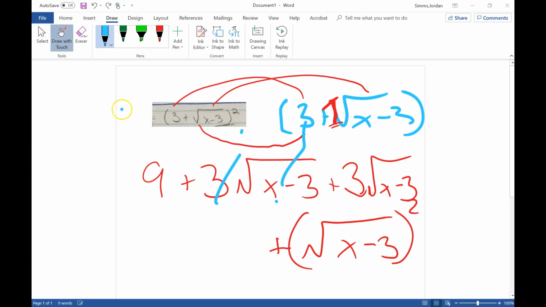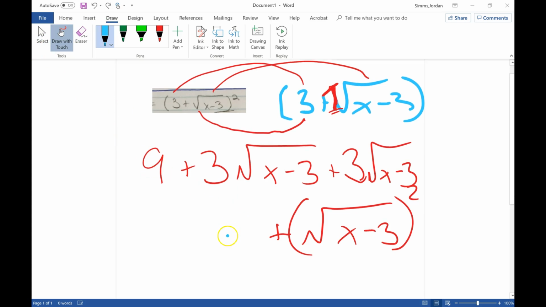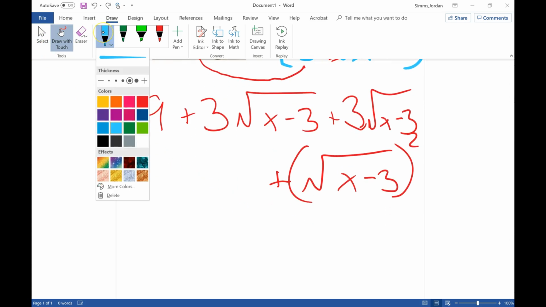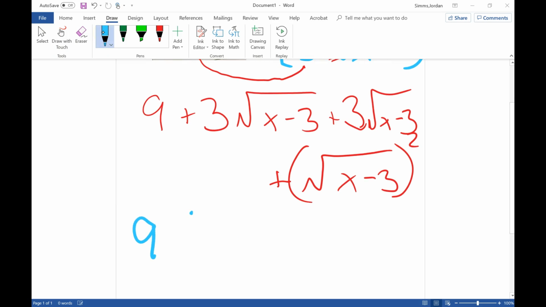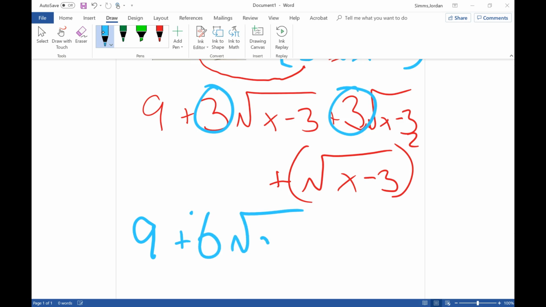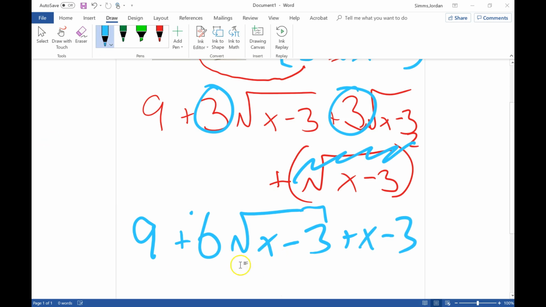I shouldn't have done that. Sorry. We can combine up our like terms and we can go from there, right? So we're going to have a 9. We're going to have 3 plus 3, so that's going to be plus 6 root x minus 3, not a plus. Okay, so again, at this point, it's just like combining like terms, and then plus this root and the square cancel out, so we have plus x minus 3. If I get my pen working, I would love to write that in for you. There we go, like that. Okay, so that's where that comes from. It's 6 times the root of x minus 3.